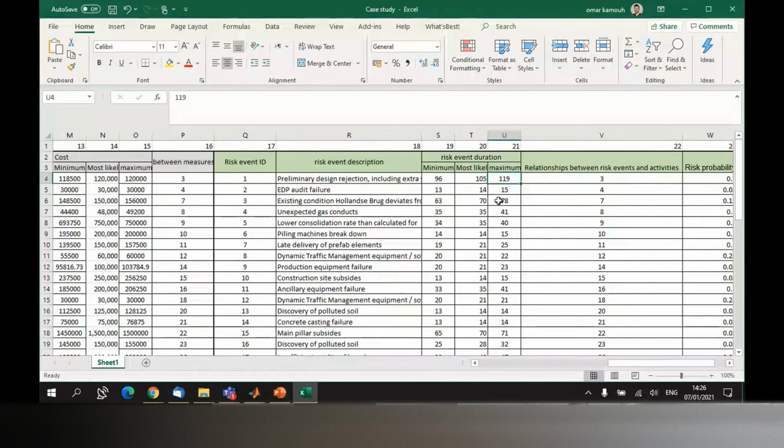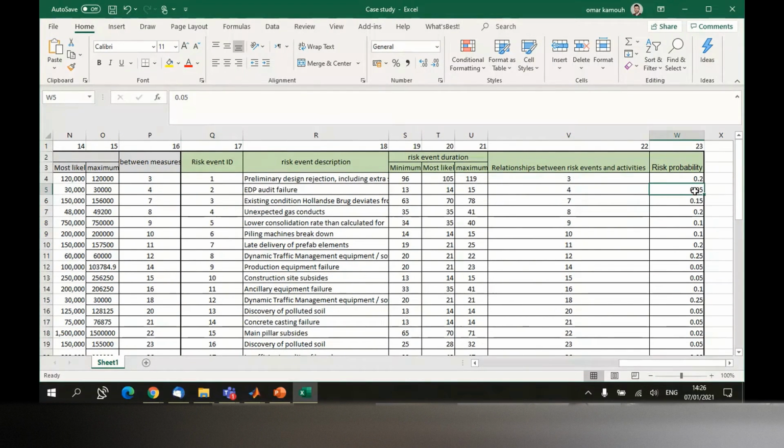Yeah, I can explain it, of course, with another example, if you want. So risk event number 2 has a probability of occurrence of 5%. So assume that this risk occurs, then it can incur a delay between 13 days and 15 days. Maybe it's going to take 15 days, randomly. It affects activity number 4. So activity number 4 is going to have a delay of 15 days because of this risk event.